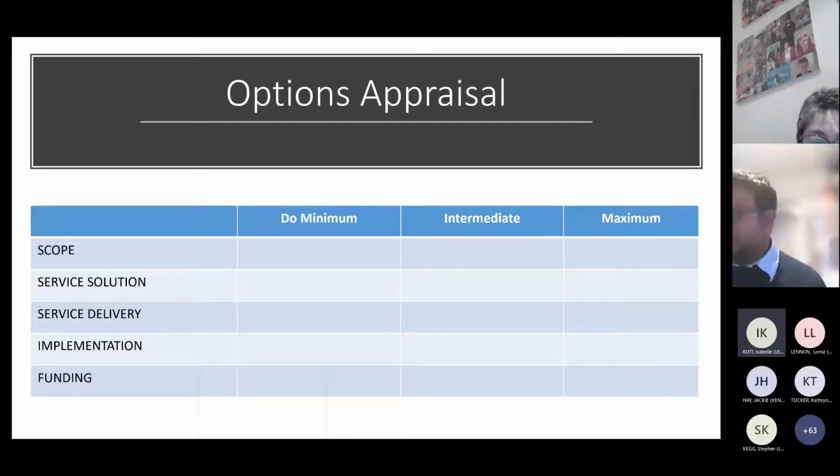As I said, this is suited to certain types of business cases, and a weighted assessment criteria is suited to other types of business cases. You can do it in different ways, and you've got to work out which one's most suited for the kind of process that you're doing.